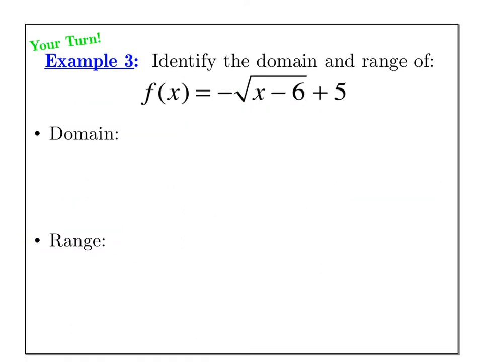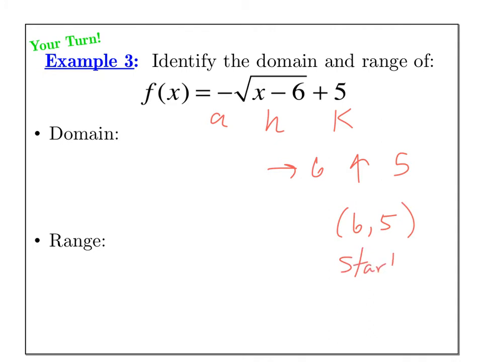Okay. Your turn. So go ahead and, if you want, pause the video, try the domain and range on your own, and then bring it back to life and double check your answers. Identify my h value, my k value, and a. Okay, so we have a shift to the right 6 units. We're going up 5. So that means 6 comma 5 is my starting point. And that tells me a few things right off the bat.